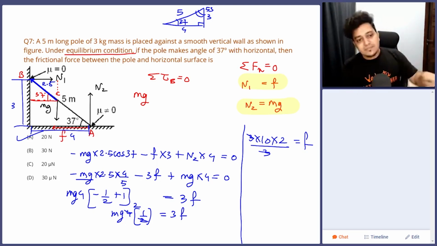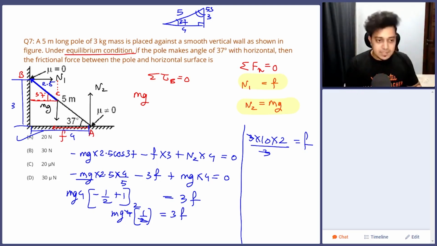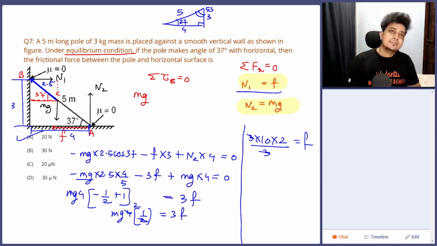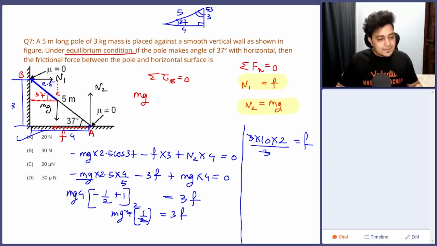I mean, 2 unknown forces, F as well as N2. So if you take torque about point A, then torque produced by N2 is 0, torque produced by friction is 0. There will be only 2 forces, N1 and mg, and N1 is equal to F. So that will be another easier, shorter way to solve the problem. Fine. Let's move on to the next question.